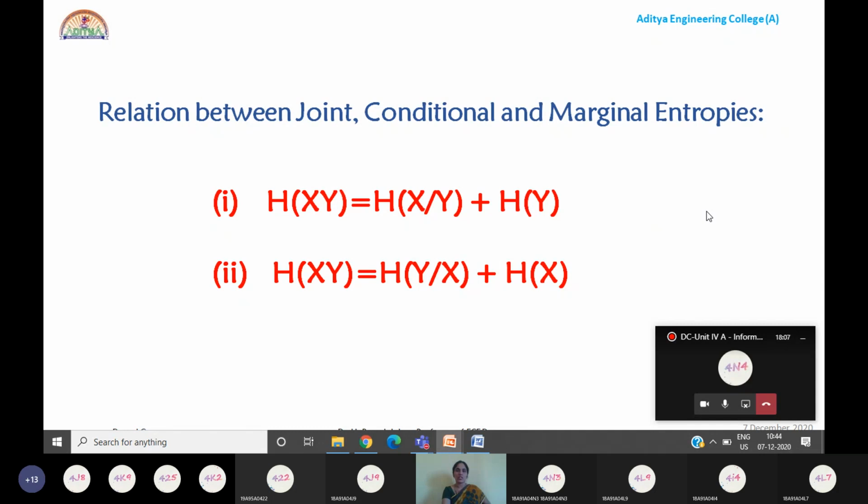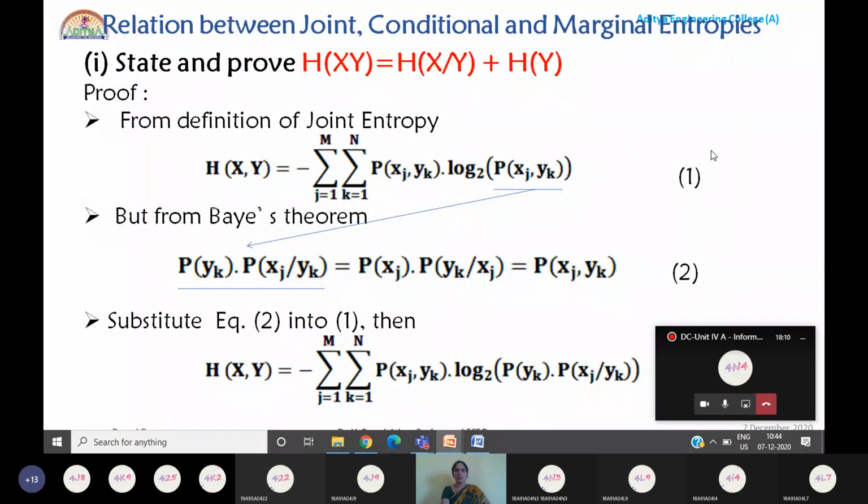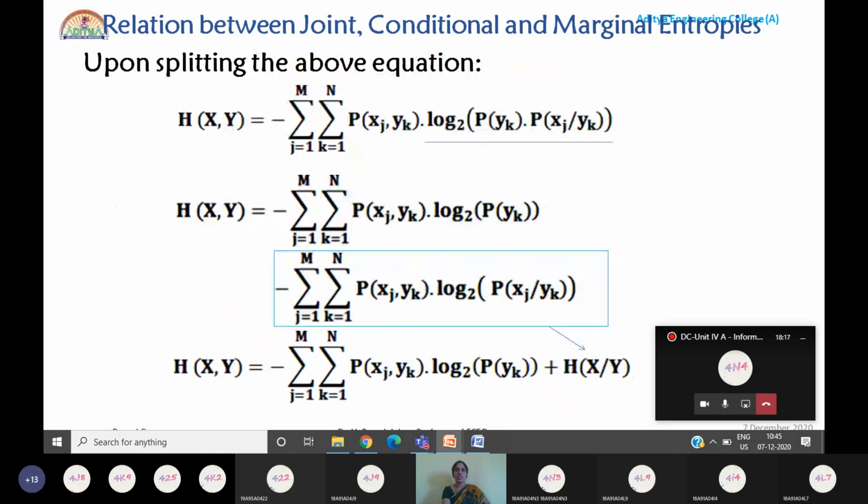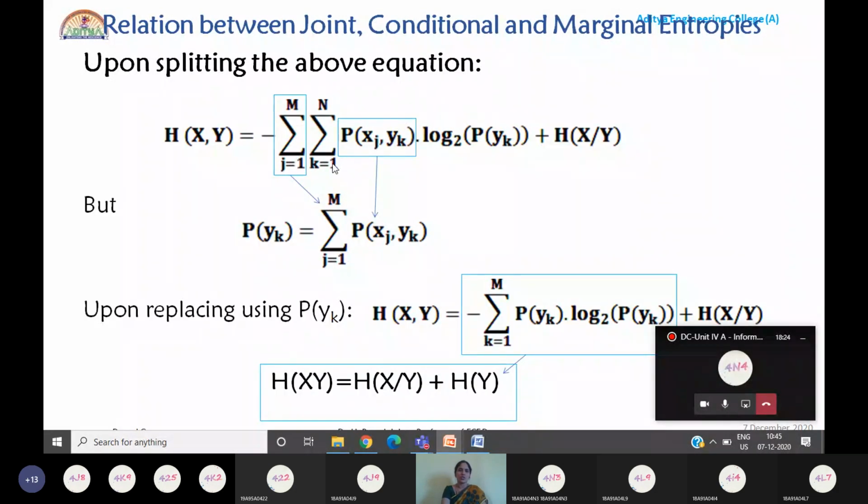We have proved the corresponding relations just by considering the LHS and using Bayes' theorem inside the logarithm function. We replace P of xj comma yk and solve. Just two relations you should know: the summation over j equal to 1 to m of P of xj comma yk is P of yk, and the summation over k equal to 1 to n of P of xj comma yk is P of xj. And if you know Bayes' theorem, you can easily solve.